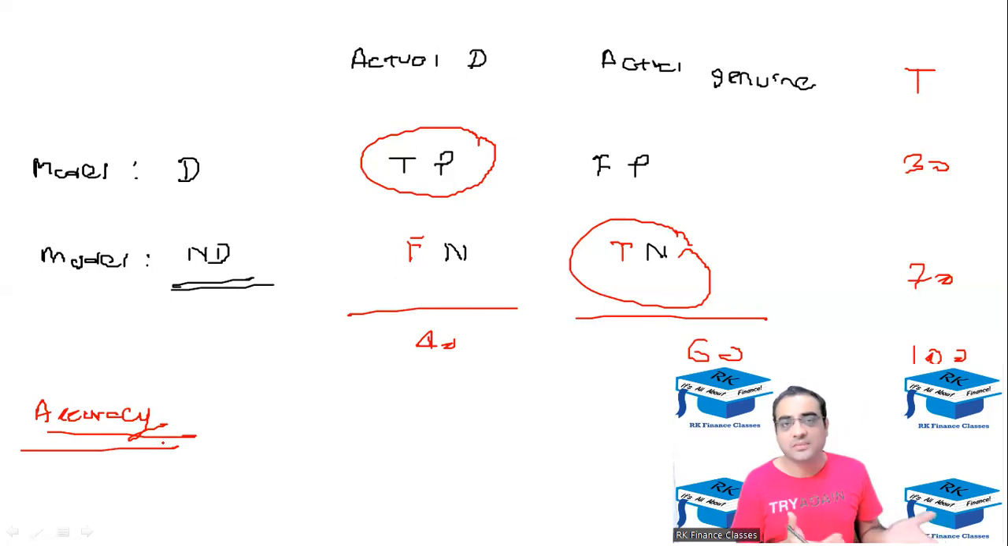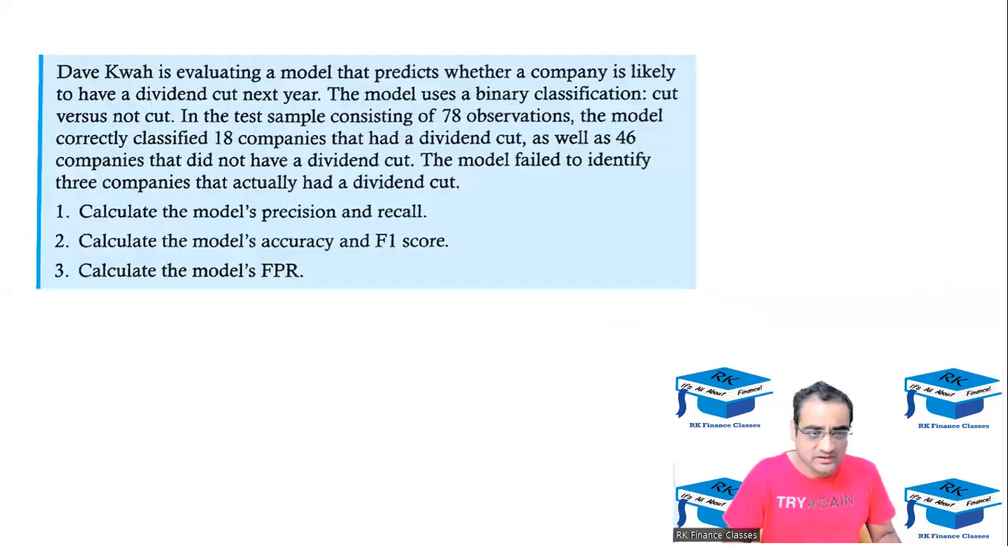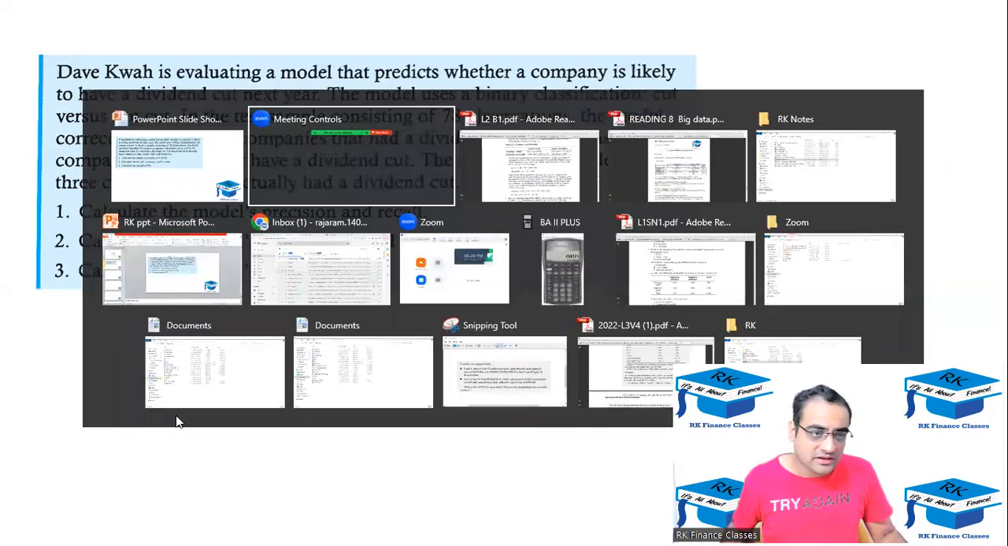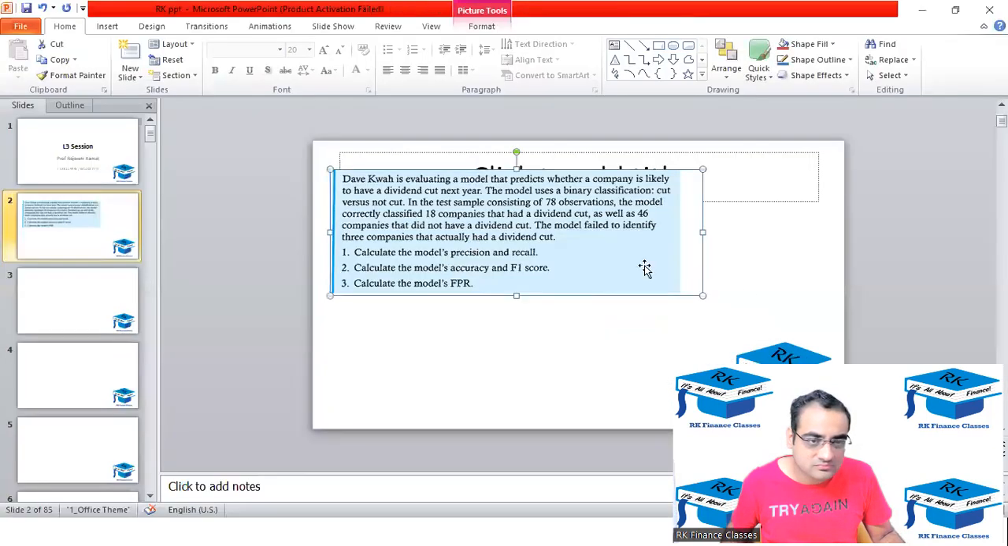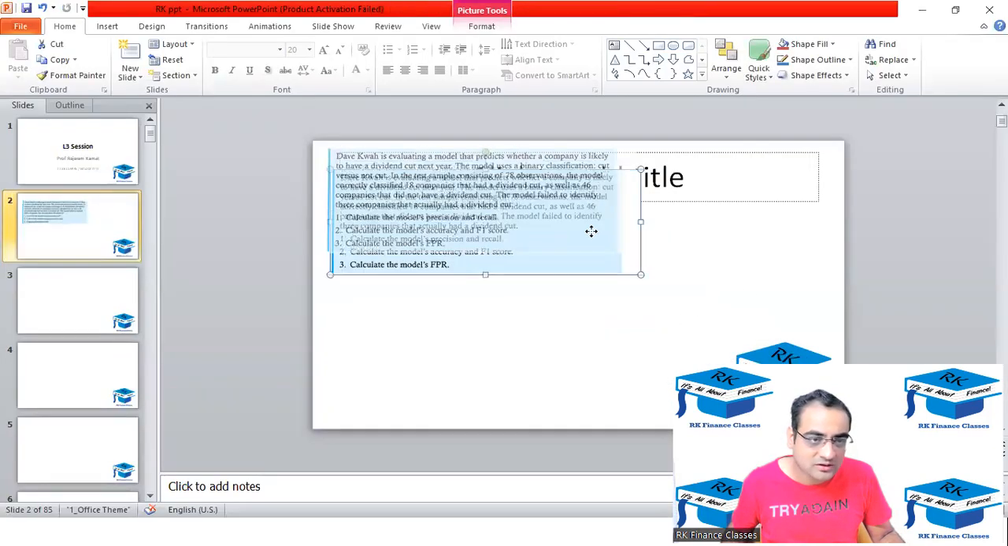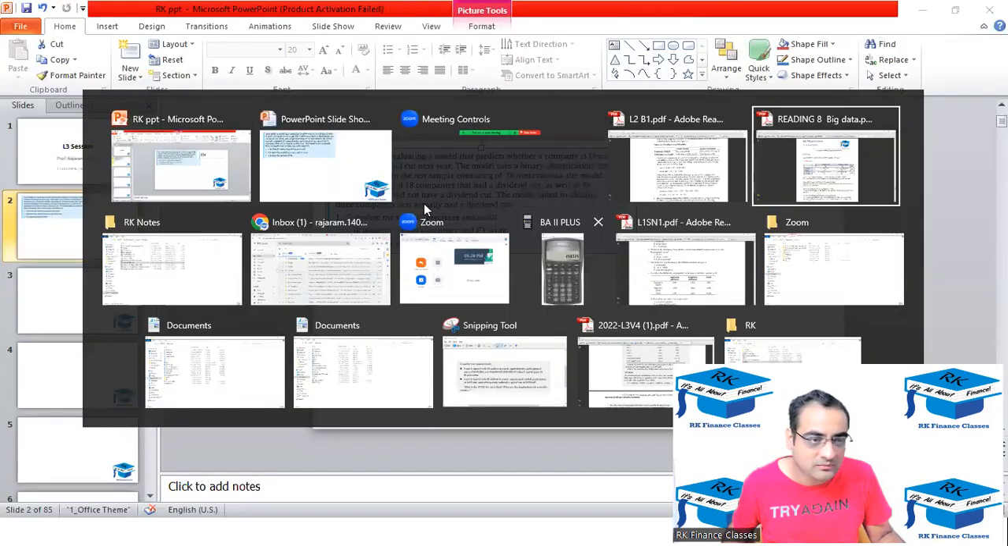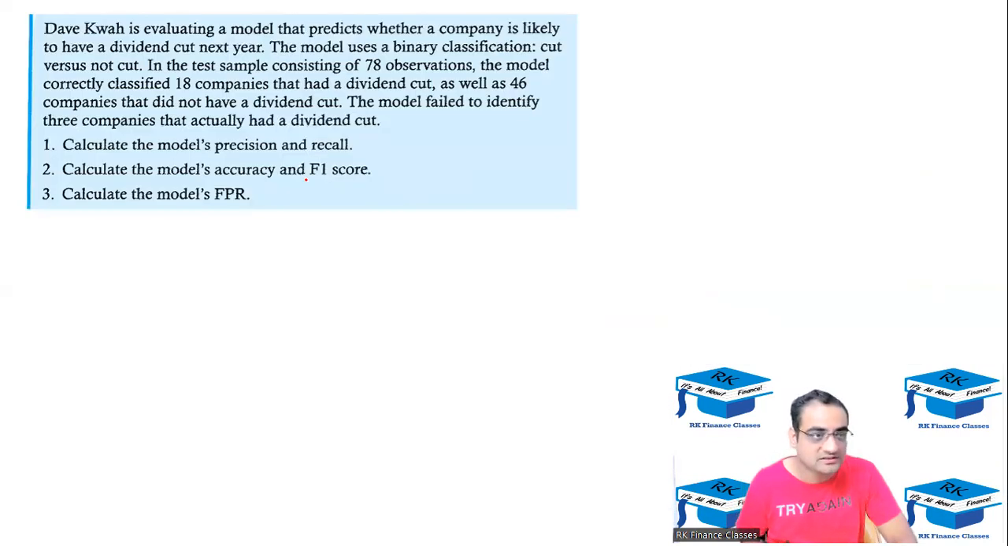Okay, so let's take an example to understand this, that will be easier to understand. We will take one or two examples. So first let's look at this example. Let me make it smaller so I can fit it on that page itself. All right, so the total samples are 78.